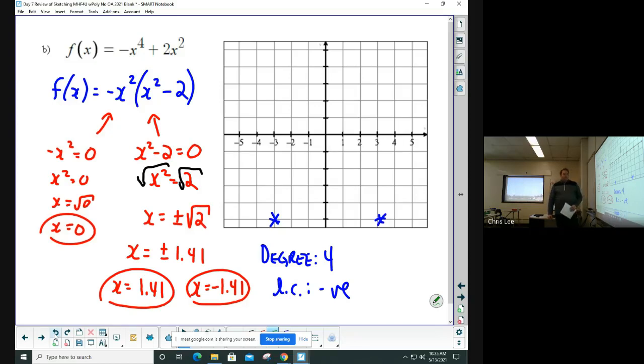And they're going to be a little bit different in that they're not going to cross at nice spots. 0 is a nice spot, but 1.4 you're going to have to estimate, just before 1.5, and negative 1.4 is right there.